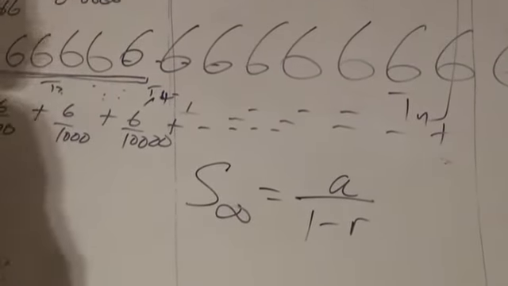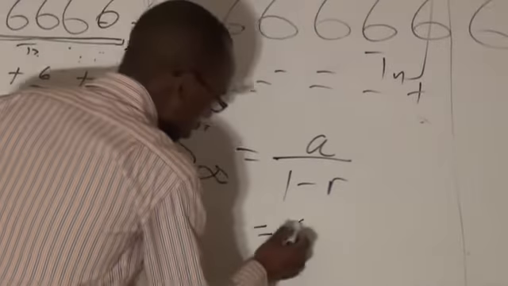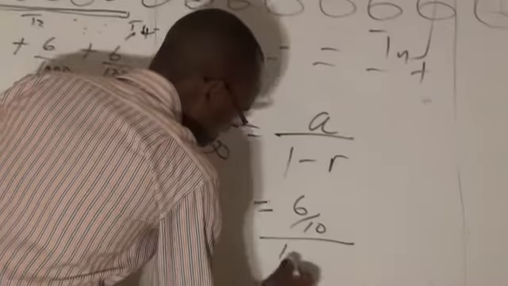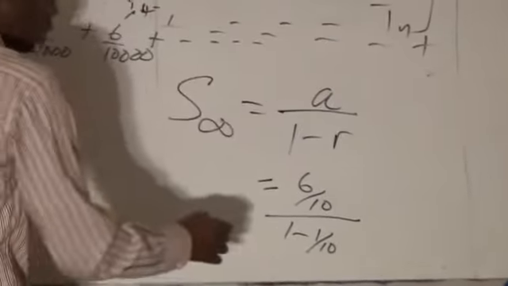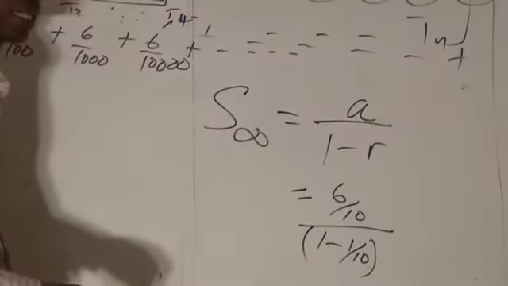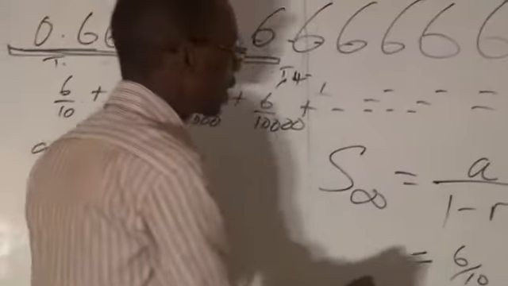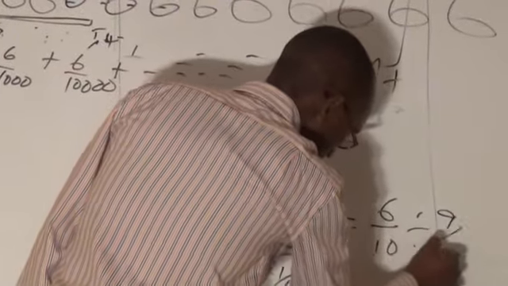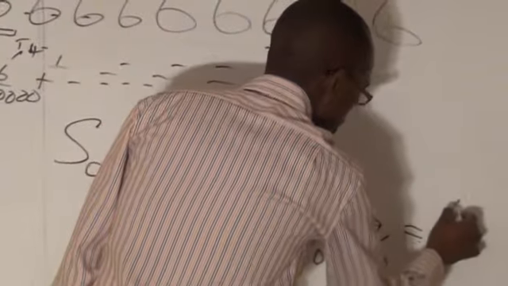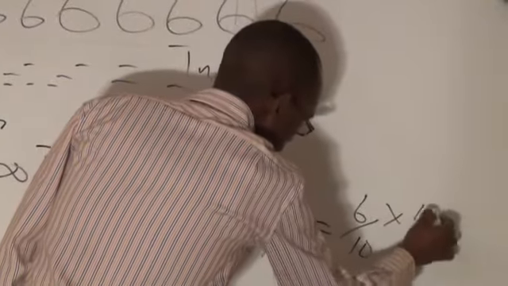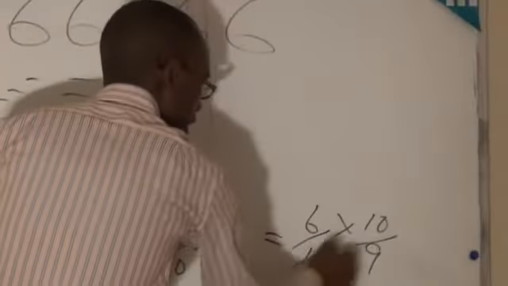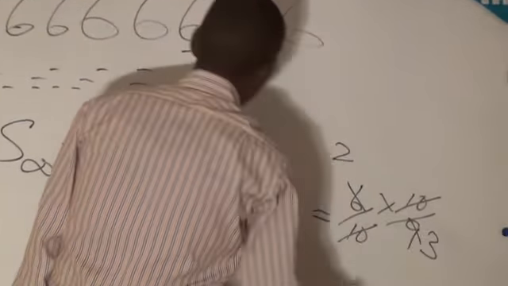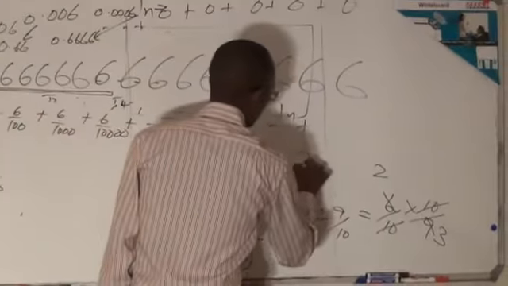But what is a in this case? It's actually 6 over 10. So this is the same as 6 over 10 over 1 minus 1 over 10. If you notice, 1 minus 1 over 10 is exactly the same as 9 over 10. So this is the same as 6 over 10 divided by 9 over 10. This is equal to 6 over 10 multiplied by 10 over 9. 10, 10, that goes away. 3 into 6, 2. 3 into 9, 3. So our sum to infinity is equal to 2 over 3.